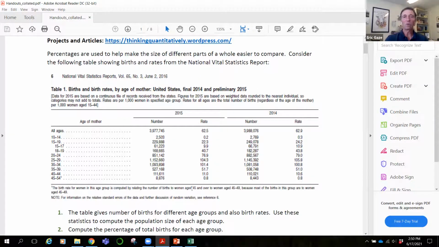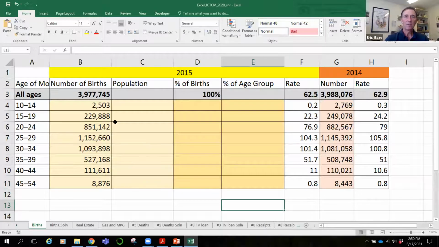And you can ask them to work backwards now from the number of births and the rate and actually compute the total population, the number of women in that subgroup. So I know that this 2,503 is equal to 0.2 births per 1,000 women aged 10 to 14. And so if we want to actually compute the number of women, this would be 2,503 over the total number of women is equal to 0.2 over 1,000.